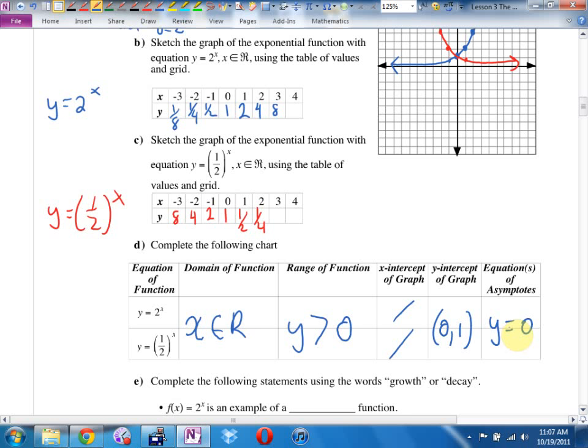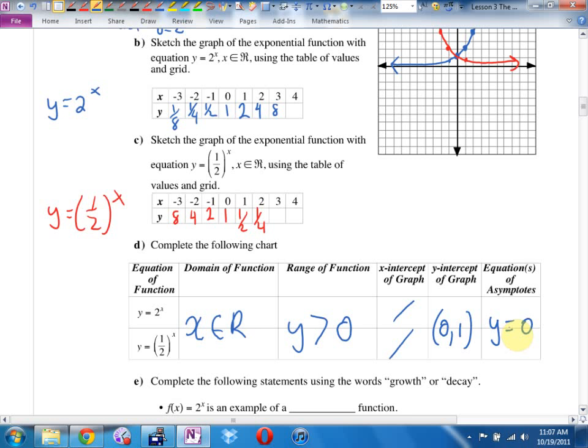You know what the range of every log graph is? What's the x-intercept of a log graph? One, zero. Does it have any y-intercepts? No. Does it have an asymptote? Yes. Horizontal asymptote? Sorry, horizontal asymptote? No, it has a vertical asymptote, x equals zero. So even though you've never met the graph, you've seen parts of it before.